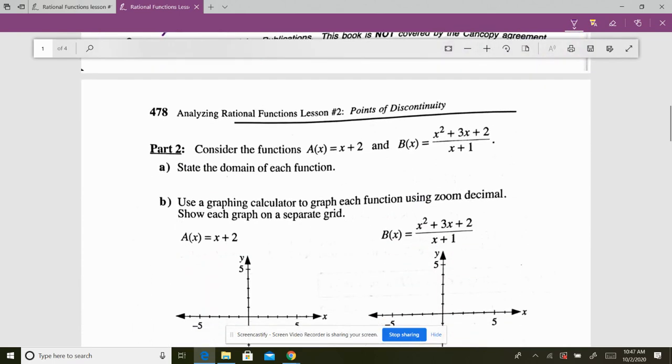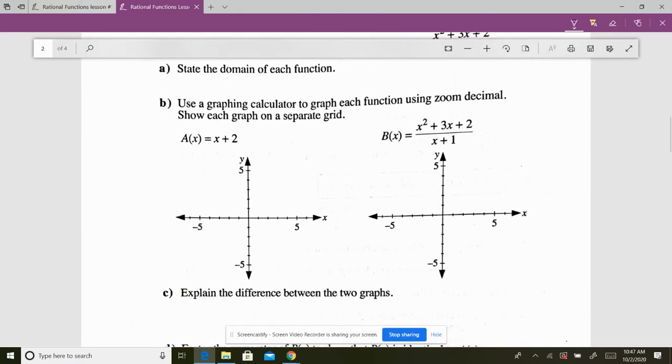All right, so let's quickly do this graph here. X squared plus 3x plus 2. What do we do? Factor it. So you get x plus 2, x plus 1 over x plus 1. The x plus 1's cancel, and you're left with x plus 2. Okay. Something canceled, so we know we have a hole.